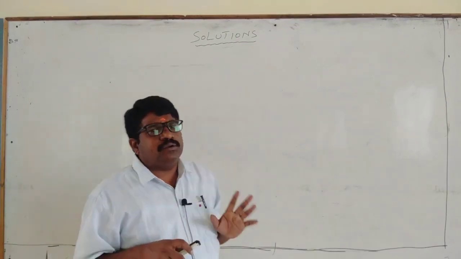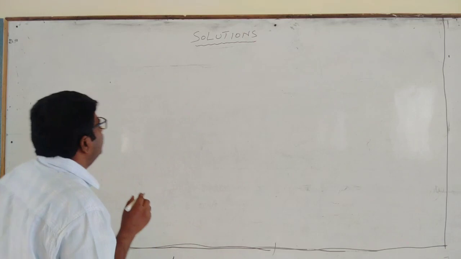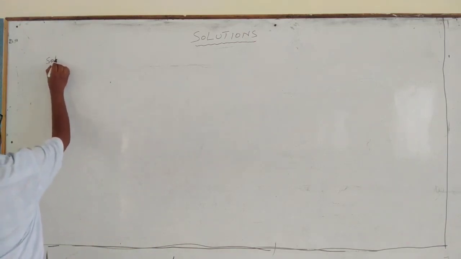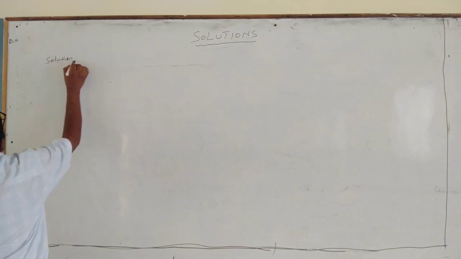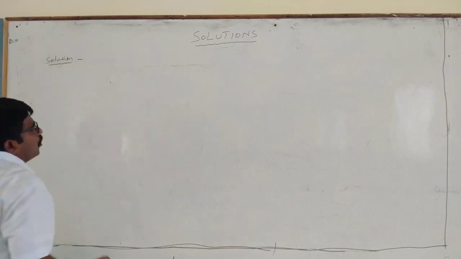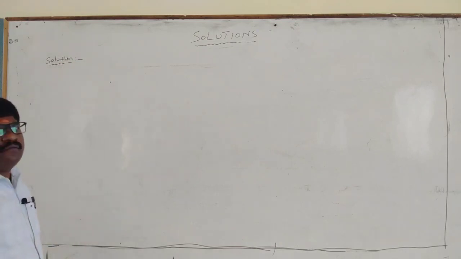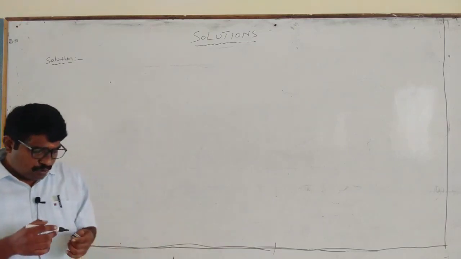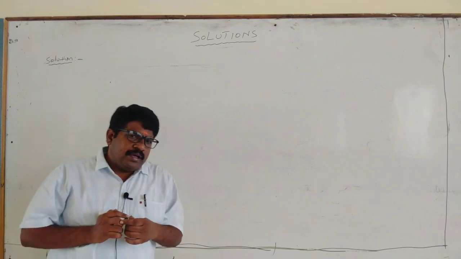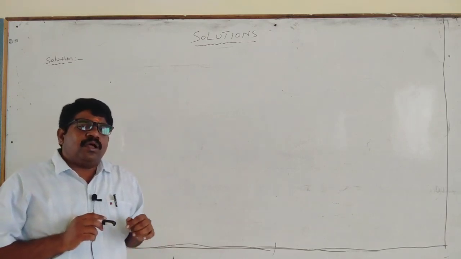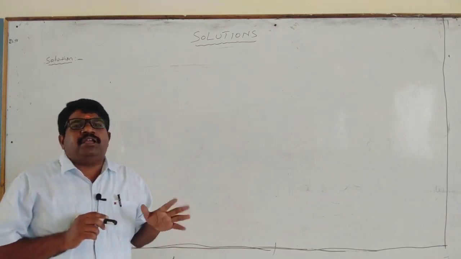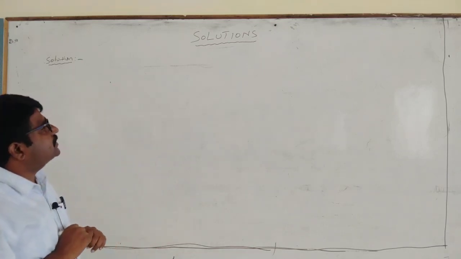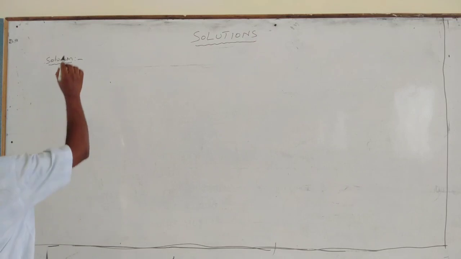So, what is a solution? What is the definition of solution? A solution is a homogeneous mixture of two or more components which do not react chemically. That is called a solution.